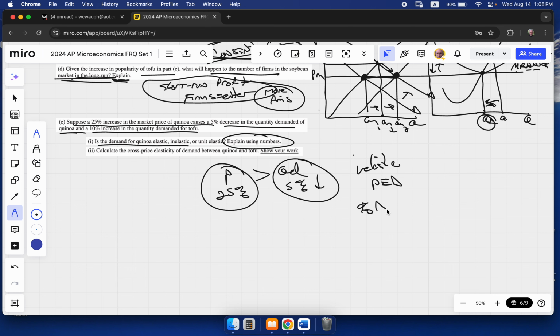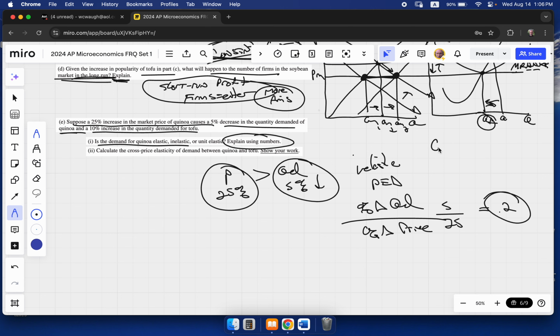We know PED is the percentage change in quantity demanded over the percentage change in price. We plug in our numbers, 25 and 5, and I think that's going to give us 0.2. Let me say it again. I haven't done this one in a while. I haven't done any elasticity since before the summer, so I've got to get back into my brain.